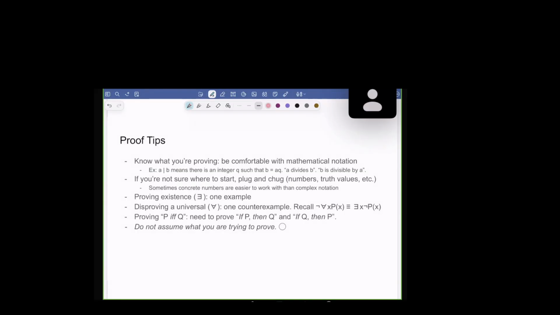If they're asking you to prove p if and only if q, then you need to prove both ways. You need to prove if p then q, and if q then p. You can't just do a p then q. And you shouldn't assume what you're trying to prove because that's circular reasoning. It gets you nowhere.